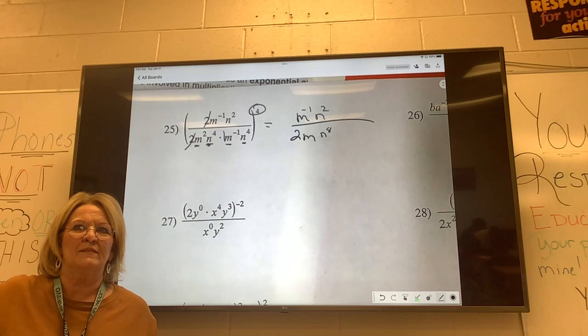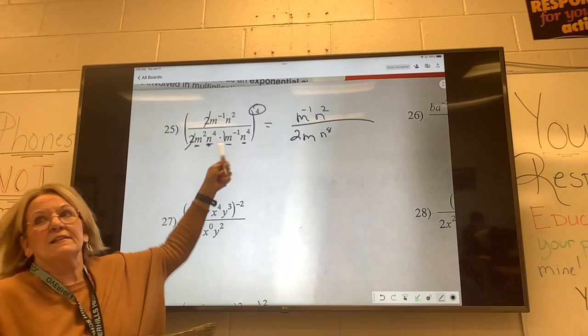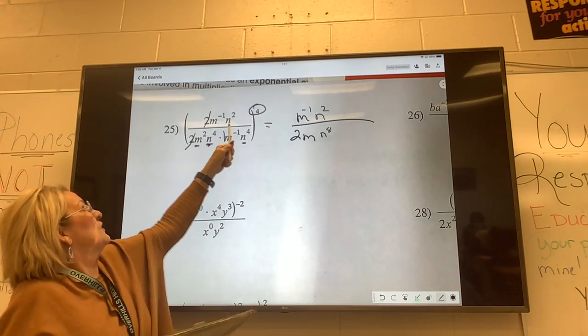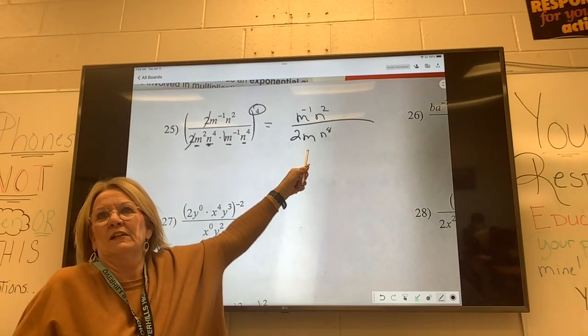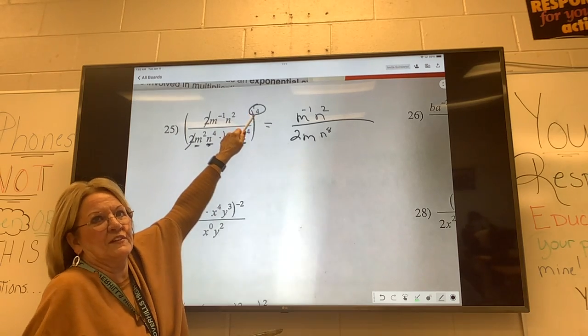Does everybody know what I did? I multiplied this because I saw I have multiplication. Here I don't have any multiplication, so I just left it alone. But here I want to go ahead and multiply and get it like that. Now I'm going to handle the division. I'm not worried about this yet. I'll worry about this at the end.